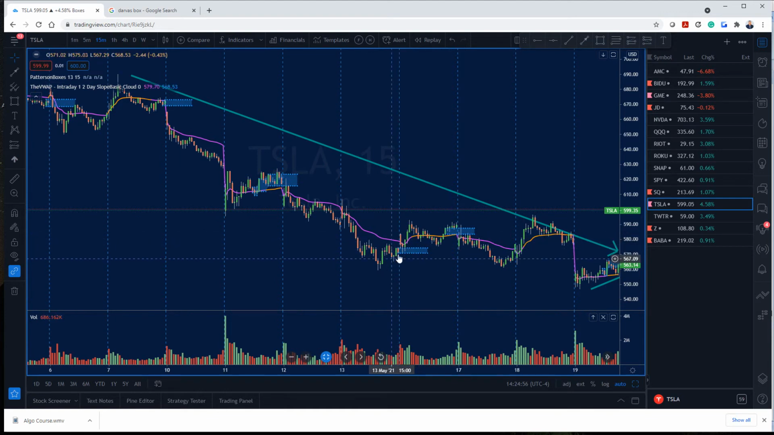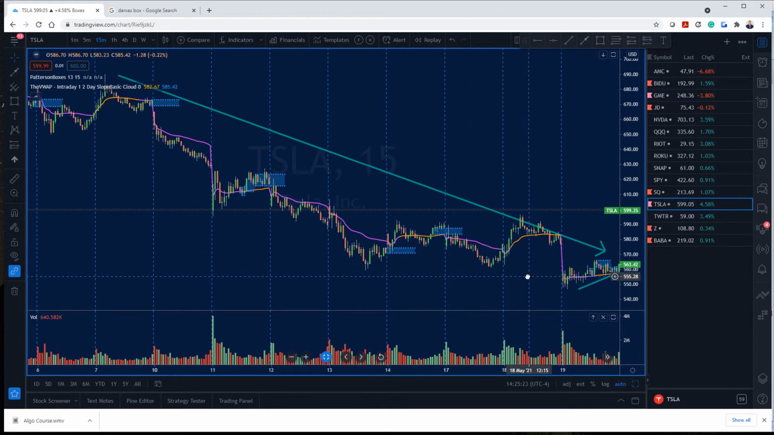So in this case, if you took this breakout of this box, this would have been a small scratch, right? You got to be careful because you want the box to form on the same day. So for example, this actually wasn't a trade here because this box formed on this day, right? That really wasn't a trade. So you got to be careful. You don't want boxes that form on previous days.